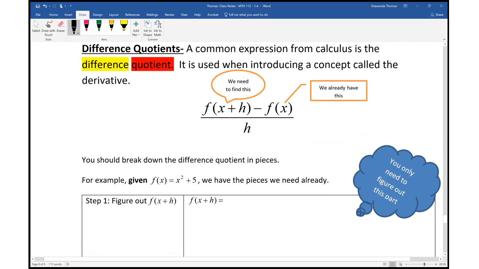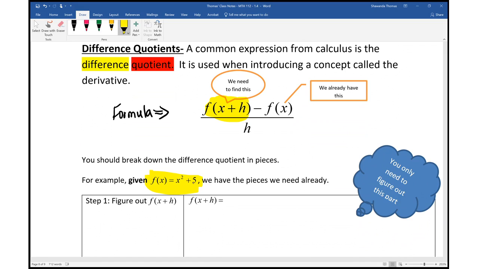All right, so we have this formula here that we're going to use anytime you are asked to find the difference quotient. So let's say that you are given this function here. Well, to find the difference quotient, we need to first find this part. What is this part if our function is x squared plus 5? So again, that means replace all of the x's with x plus h. All right. So that would be x plus h squared plus 5.